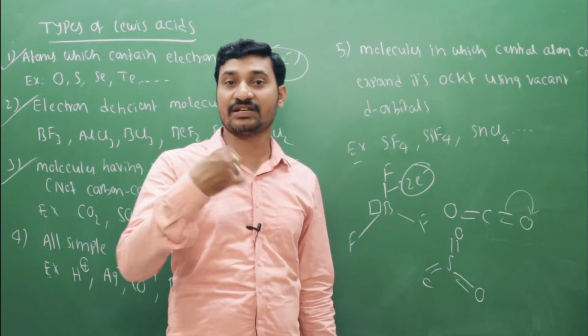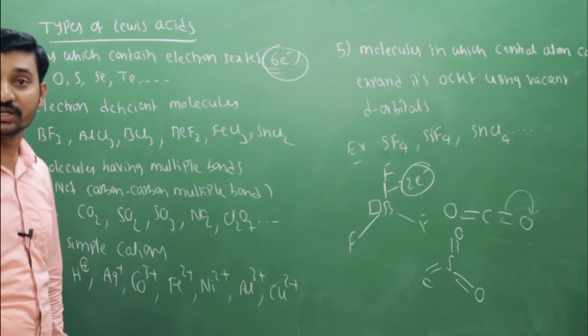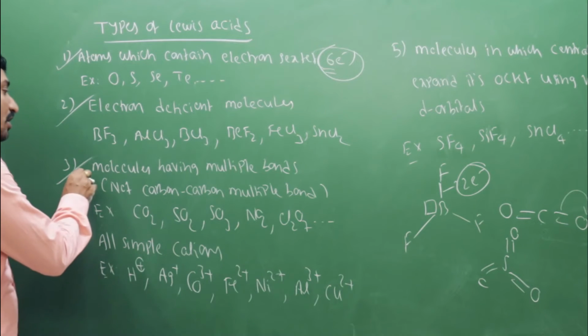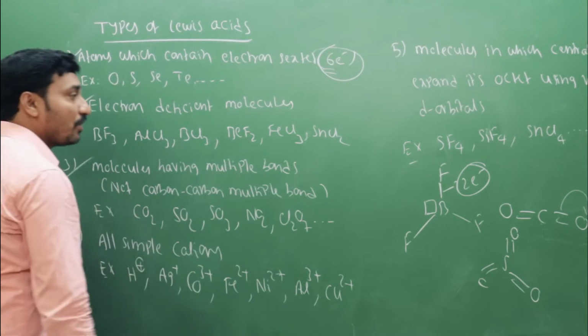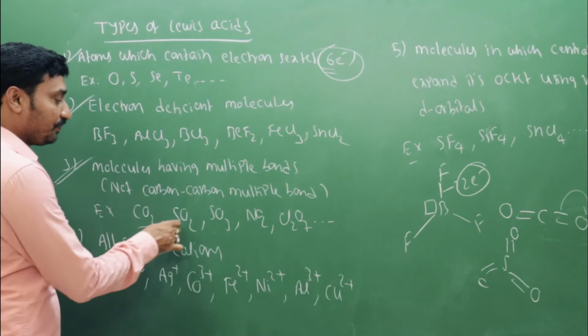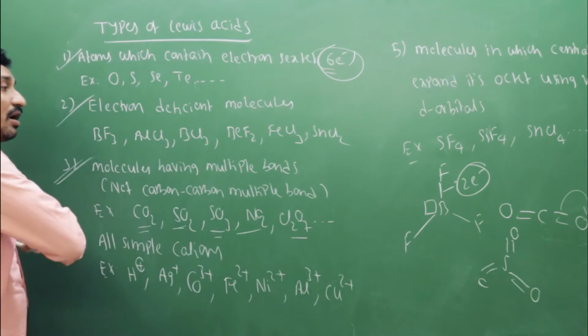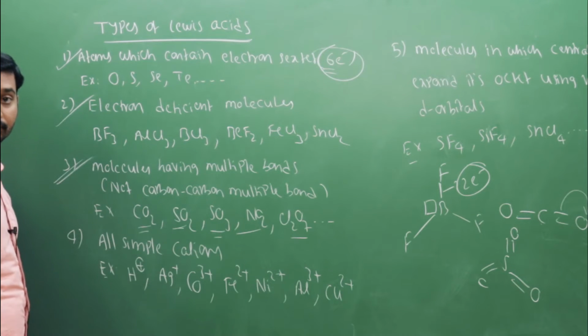So it will accept a pair of electrons from the other substance. That's why it acts as a Lewis acid. So electron molecules having multiple bonds act as Lewis acids. Example: CO2, SO2, SO3, NO2, Cl2O7, all are having multiple bonds.